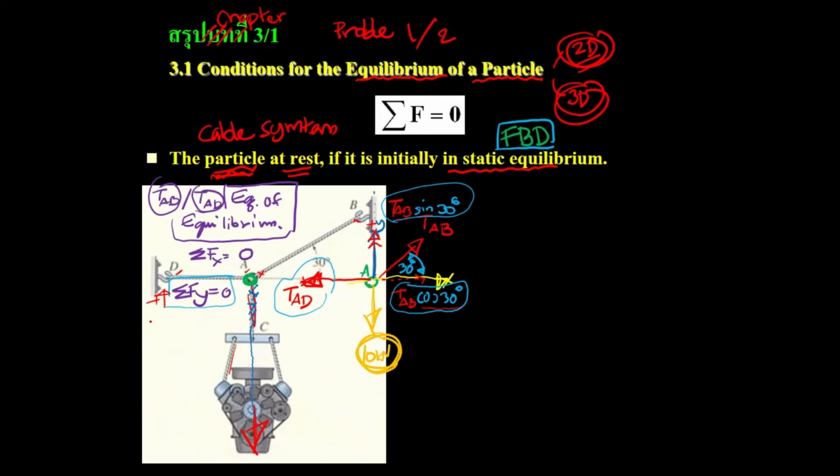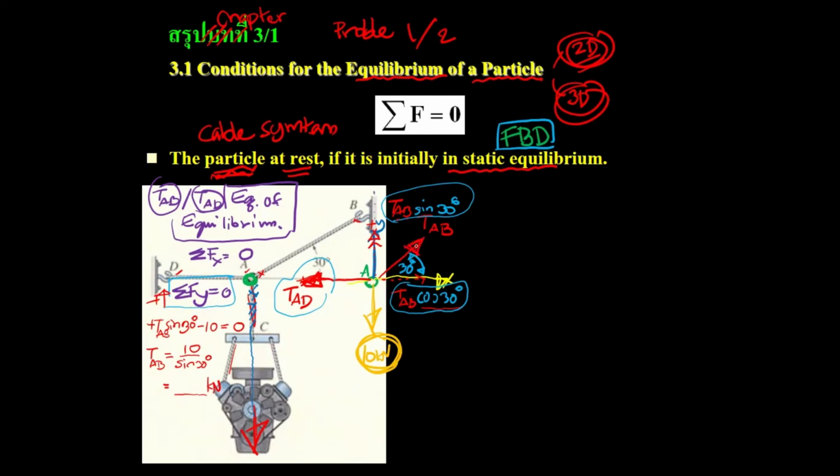This one put in the y, so it's going to be plus T sub AB sine 30 degree upward. 10 is downward, minus 10 equal to 0. Then you just move the 10 to the right-hand side. That's going to be 10 divided by sine 30 degree. Help me put 10 divided by sine 30. What did you get? That's going to be the direct answer for the tension in the cable AB.